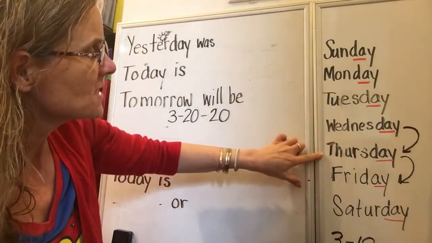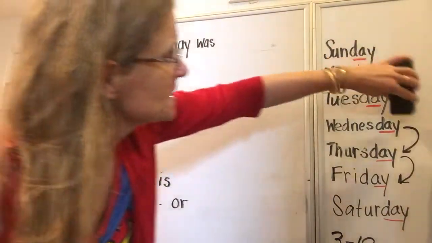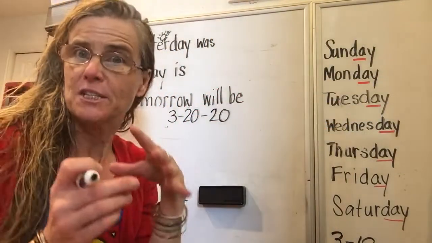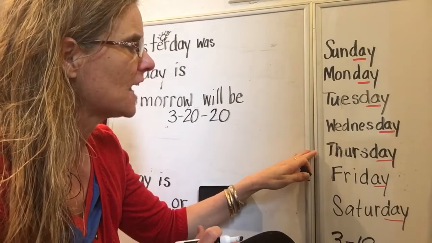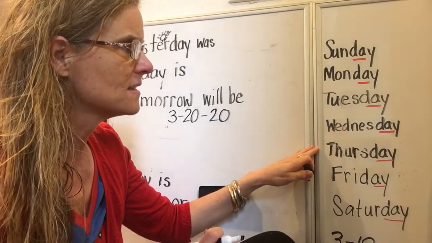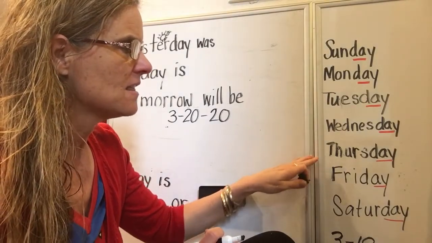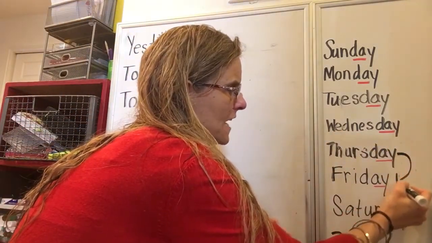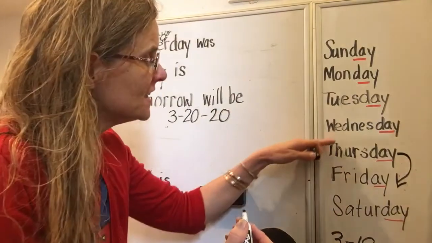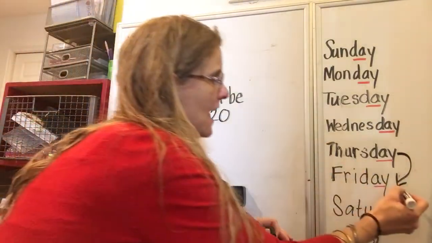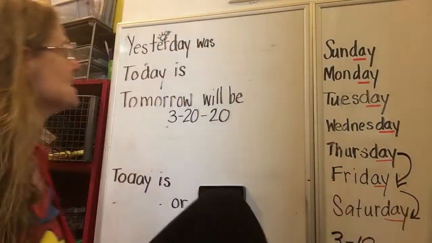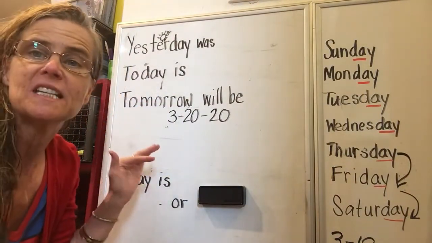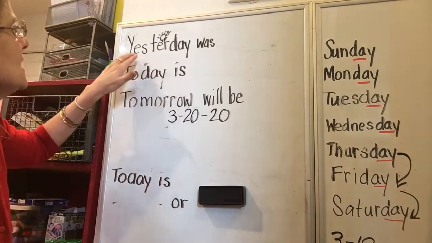Yesterday was Thursday. So I'm going to erase my arrows, and I'm going to reconfigure them. That means do them again. So if yesterday was Thursday, move down one day, follow the pattern. Today is Friday, and tomorrow will be Saturday. So I'm going to plug that information in over here. So let's read what we already see, and then let's add the extra information.